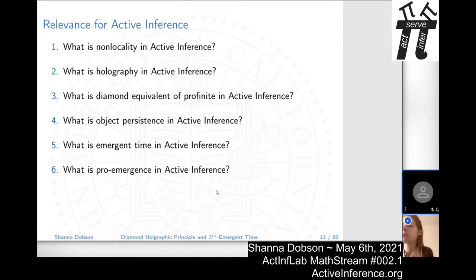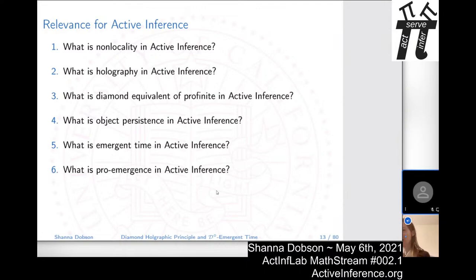What is the diamond equivalent of profinite in active inference? Where is the fractalness that's happening? The fractal multiplicity. What is object persistence in active inference? That's tricky. When we say the observer measures the electron, or the pair of entangled photons acts non-locally, what does that actually mean? Why is it the same photon? Chris Fields and I are trying to work on this idea of object persistence and what that actually is. You saw me a couple of weeks ago. But is it the same Shanna? How does object persistence work when you're going through multiple times?